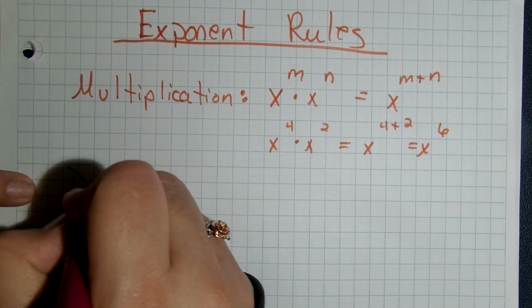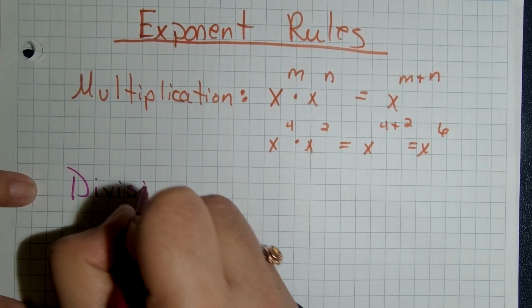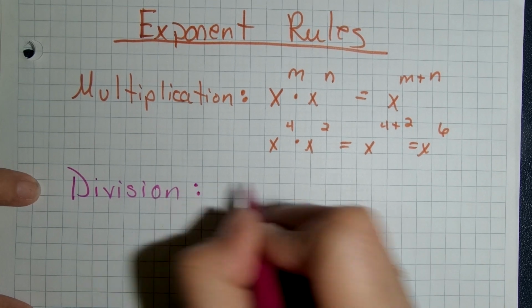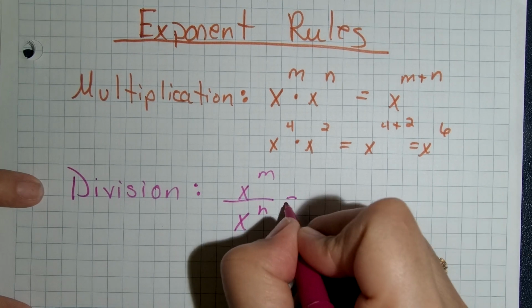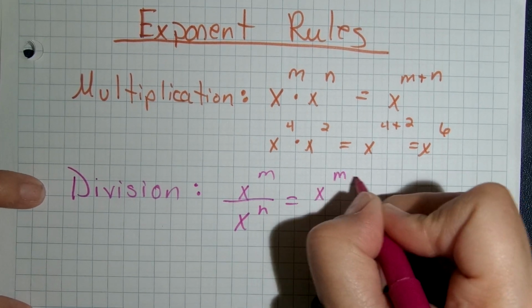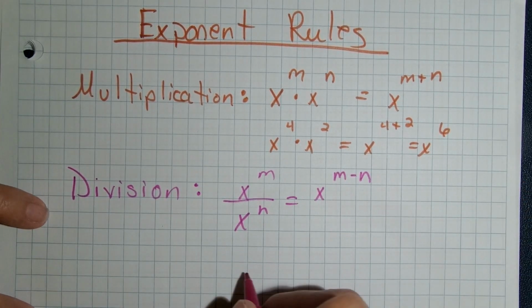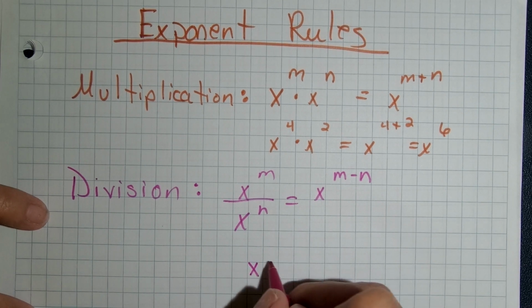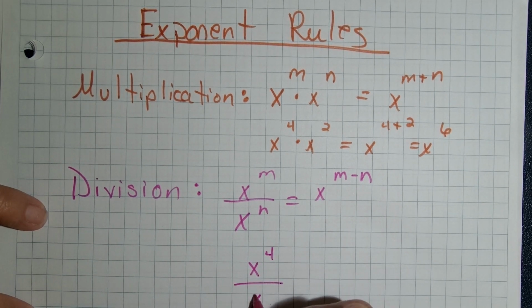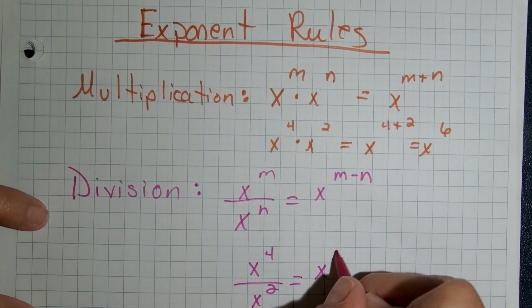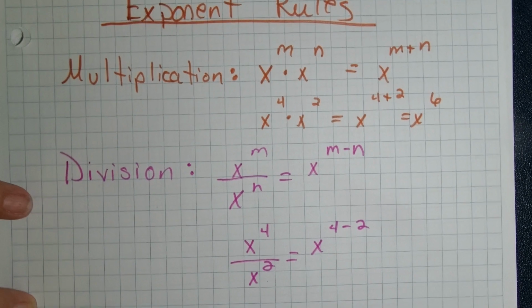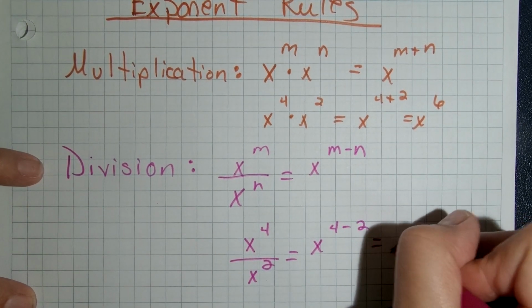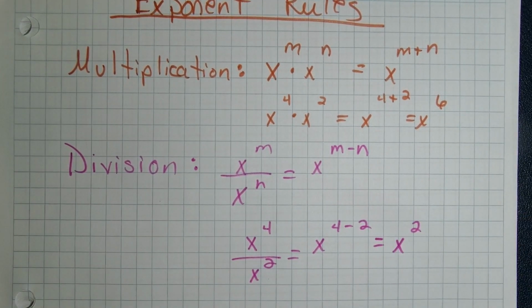The division rule says, if I have them now divided by each other, I subtract. So for example, if I have x to the 4th over x squared, I can subtract the two exponents, and I will get 2.